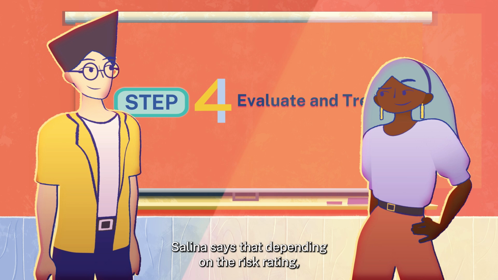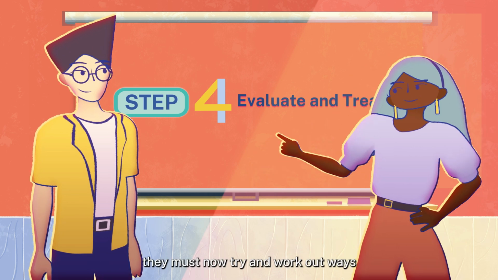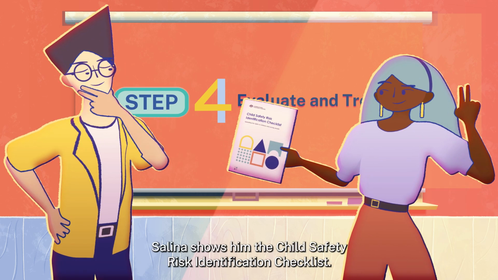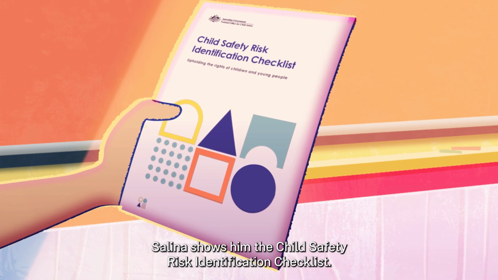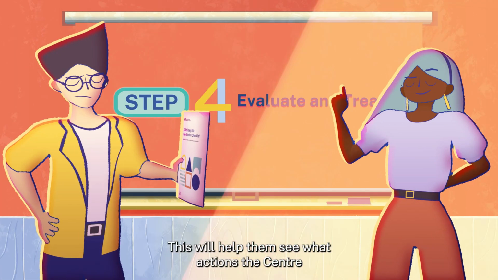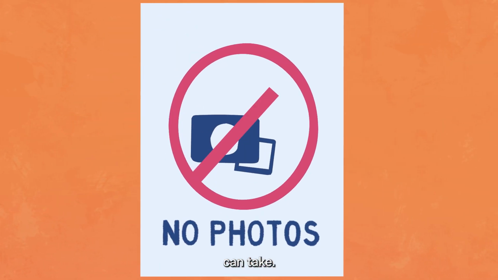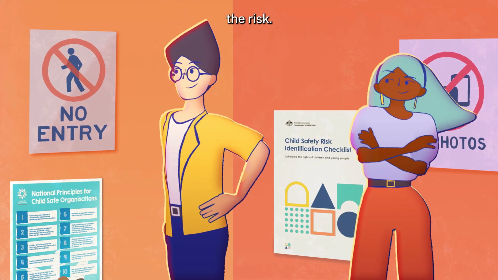Selena says that depending on the risk rating, they must now try and work out ways to prevent or reduce the risk occurring. Selena shows him the Child Safety Risk Identification Checklist. This will help them see what actions the centre can take. For example, they could do something to lower the risk.